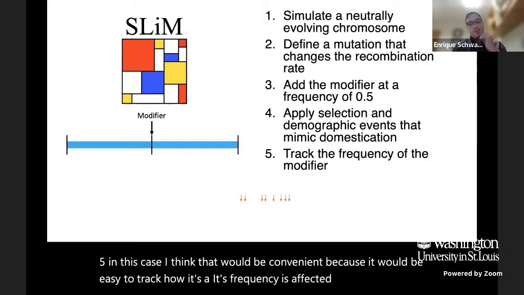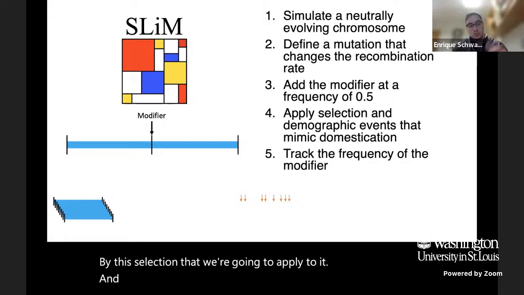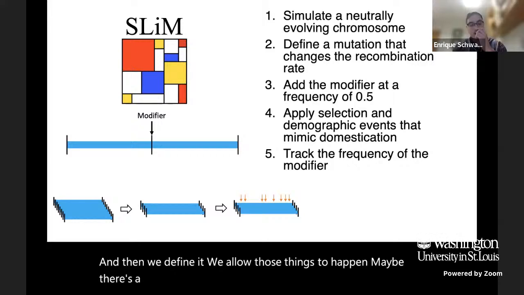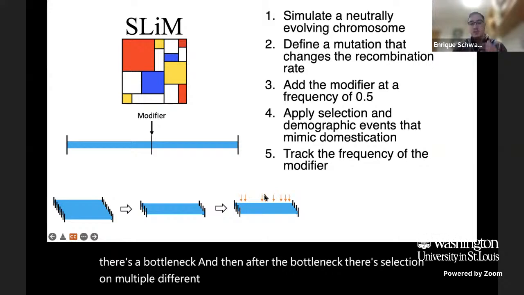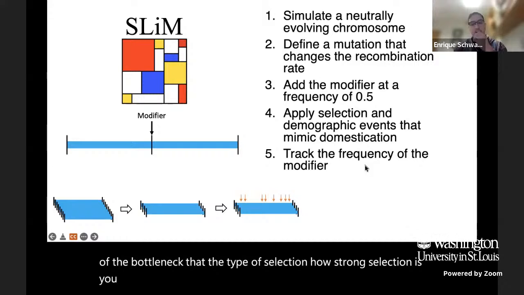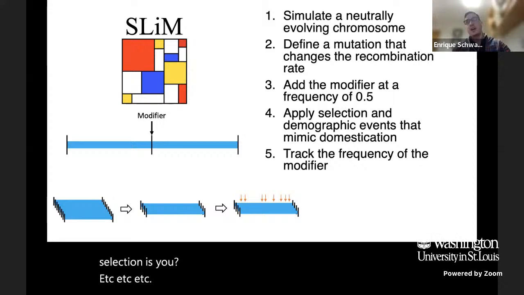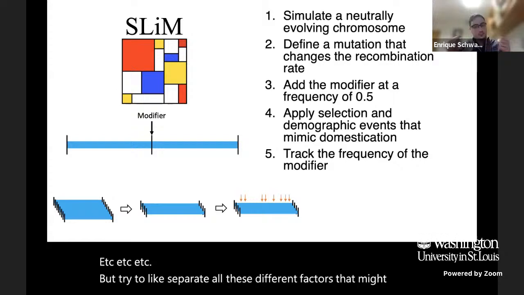And then we define it, we allow those things to happen. Maybe there's a bottleneck. And then after the bottleneck, there's selection on multiple different loci. We can play around with things like the size of the bottleneck, the type of selection, how strong selection is, et cetera, et cetera. But try to separate all these different factors that might be involved and figure out which ones are sort of the most important ones.